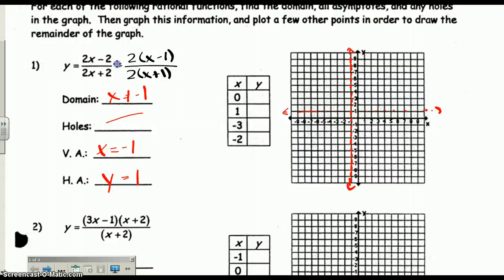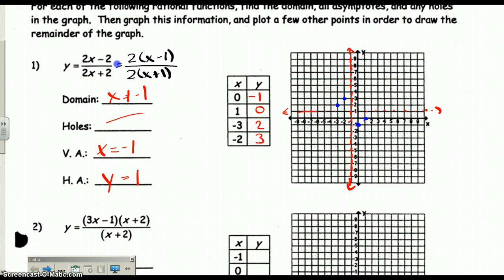So if I plug x of 0 in, I'm going to get negative 1. If I plug 1 in, it comes out to be 0. Negative 3, it comes out to be 2. And negative 2 comes out to be 3. So I'm going to plot those points in this graph. 0, negative 1 is right here. Okay, 1 comma 0 is right here. Negative 3, 2 is up here. And negative 2, 3 is right there.